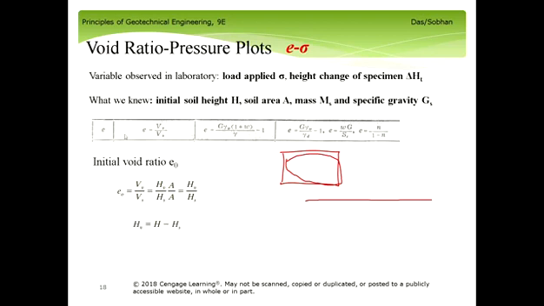In one-dimensional consolidation, the variables we observe in the laboratory are the load we applied, or the pressure we applied, sigma, and the height change of the specimen, delta H. You give a load, and after it reaches equilibrium, the displacement almost doesn't change. That means the consolidation has reached equilibrium. Why? Because consolidation is the transition between pore water pressure and effective stress in the soil.